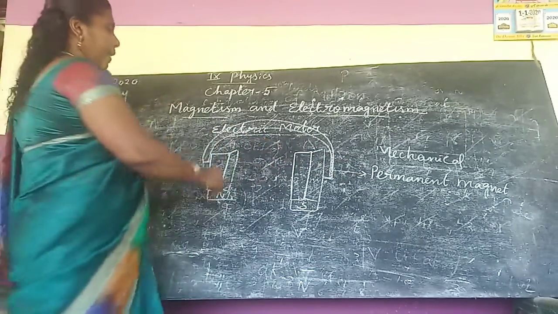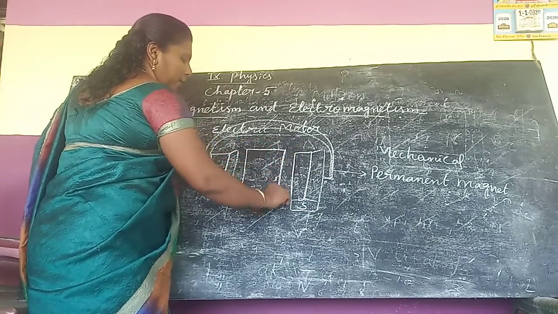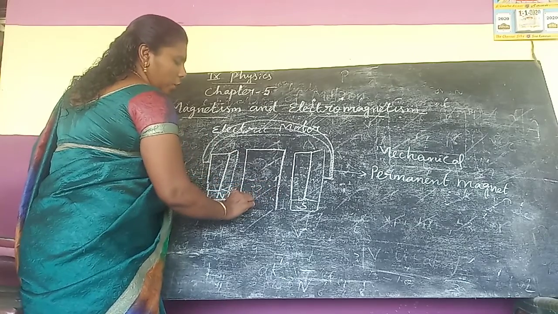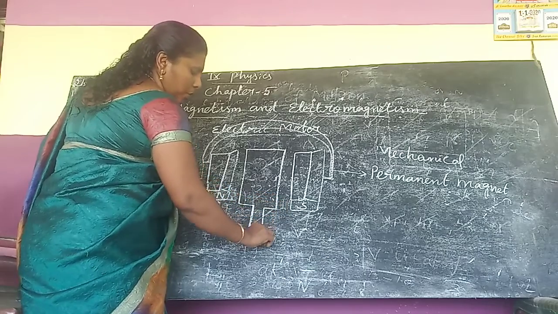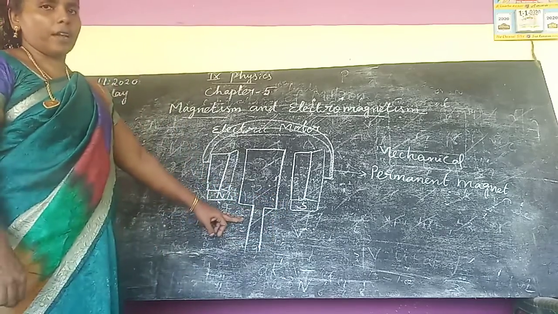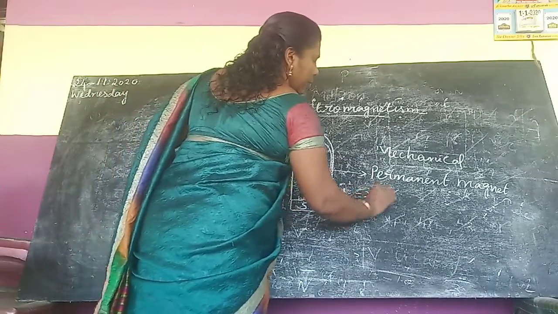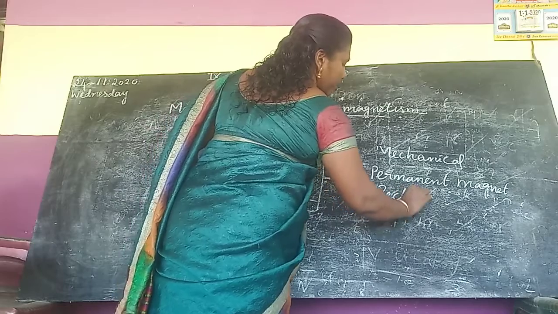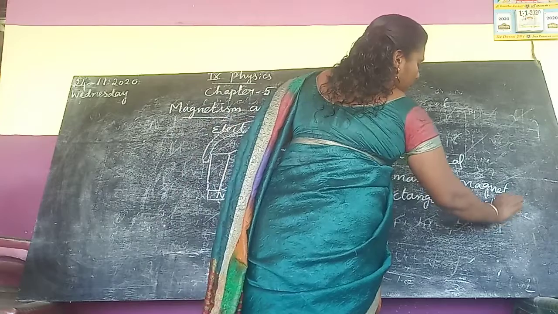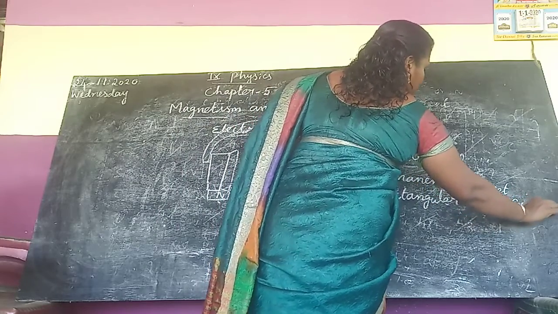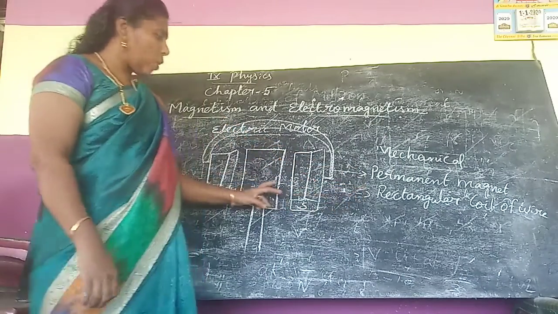In between the magnet, we have to attach a rectangular coil of wire. What is this? Rectangular shape. So a rectangular coil of wire. We have to use the rectangular coil of wire. So first permanent magnet, next the rectangular coil of wire.